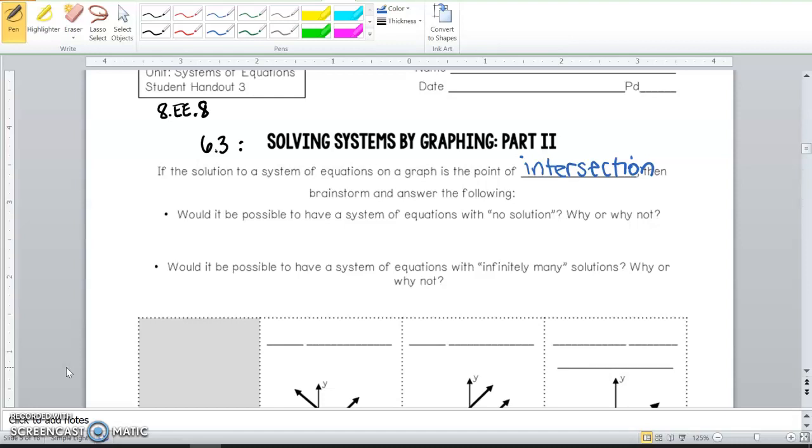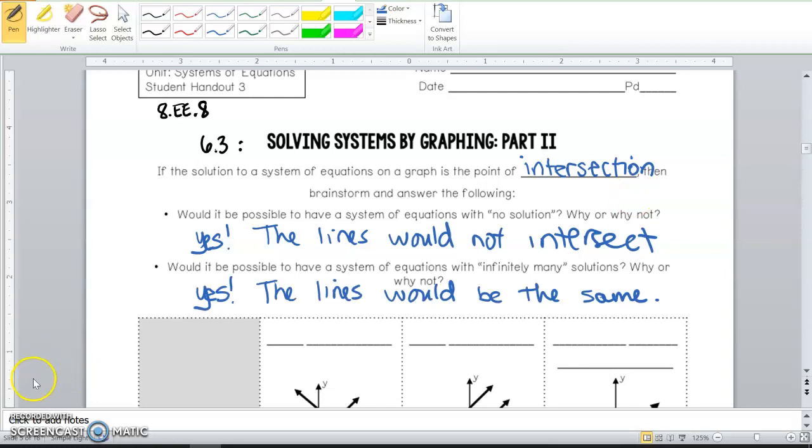So, to answer the question, no solution? Yes. It is possible. The lines wouldn't meet. The lines would not intersect.